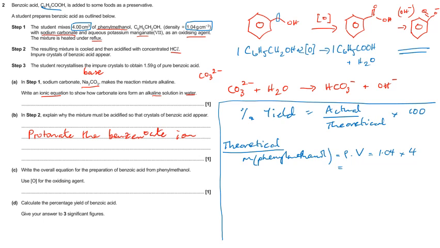Let's not work it out; let's convert that straight into moles. So moles of phenylmethanol, and moles is mass over MR, of course. Our mass we just worked out as 1.04 times 4. The MR, worked out in the normal way, comes out to 108. So our moles of phenylmethanol turn out to be 0.0385.